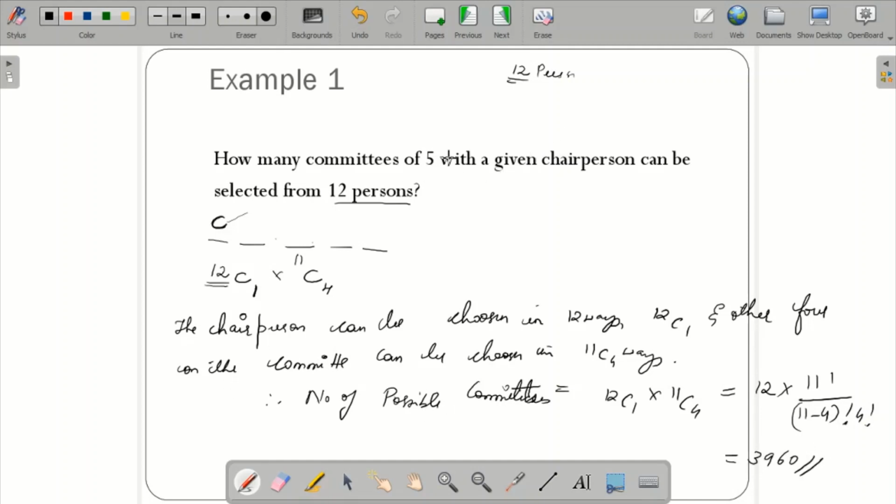I'll just repeat: how many committees of 5 with a given chairperson. So 5 members, in that one should be a chairperson. That one chairperson I can choose from 12. So it is 12C1 into, since 1 is already occupied, the left out is 11 people. Out of that 11, 1 is gone for chair. The remaining committee members have to be chosen. So totally 4 places are left. So it is 11C4. So this is regarding example 1.